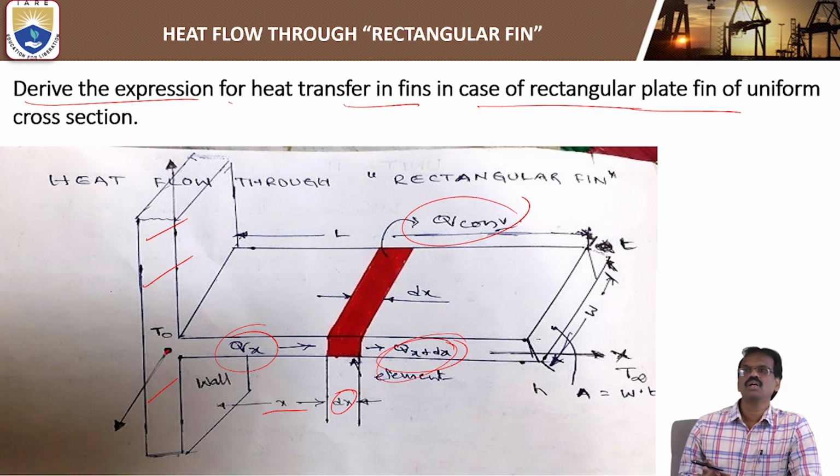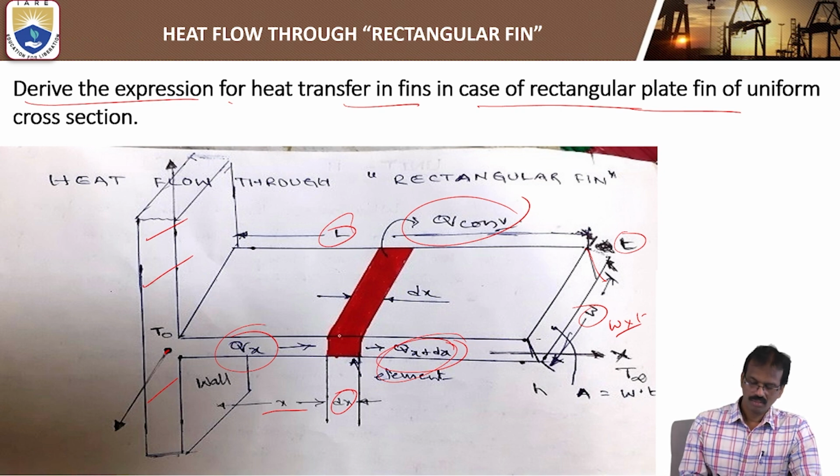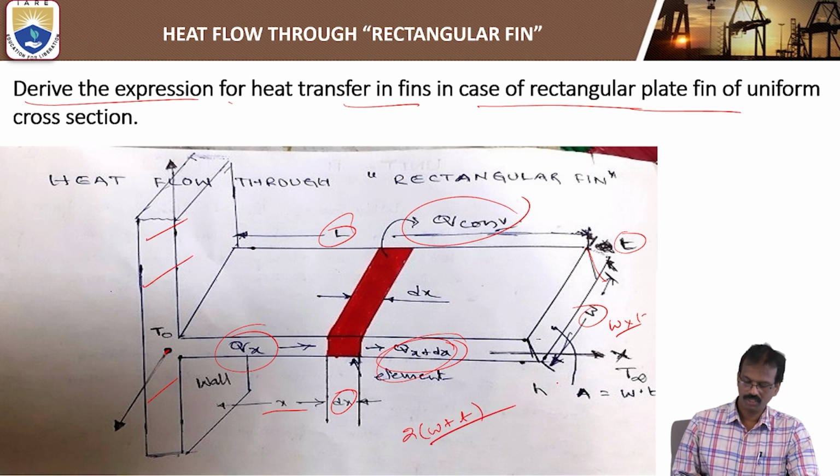We'll consider this one. The length of this fin is L. The width of this fin is equal to W, and the thickness of the fin is equal to T. So the area of the end surface of the fin is equal to W into T. Thickness is equal to T. Then the small elemental area has thickness equal to dx throughout the length, and the perimeter of this one you can take as 2 into (w plus t).